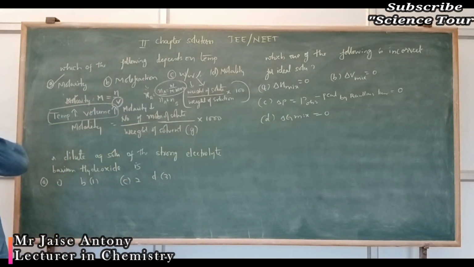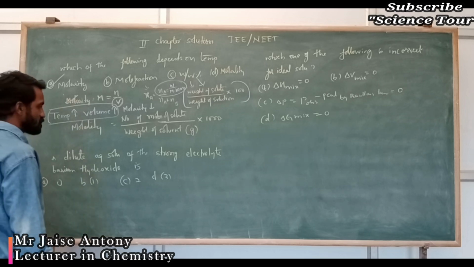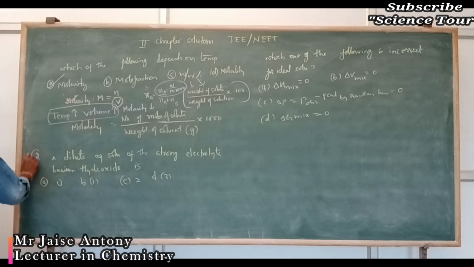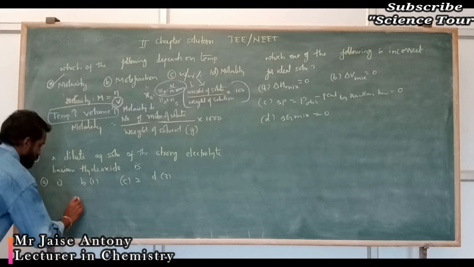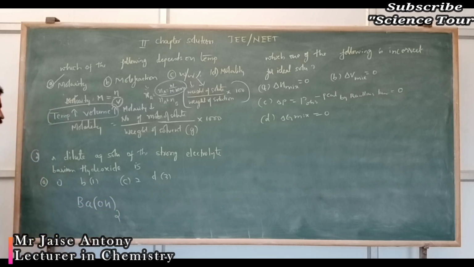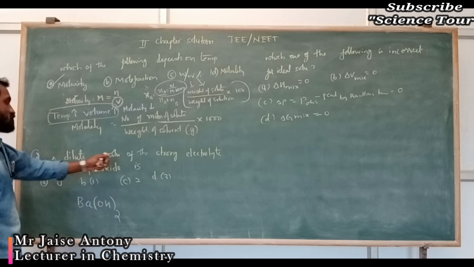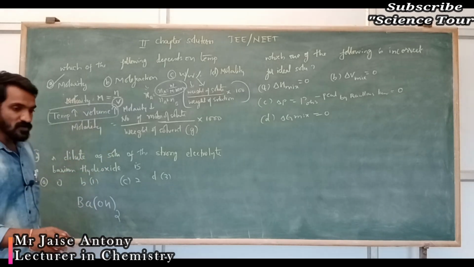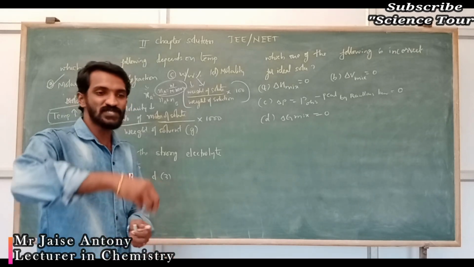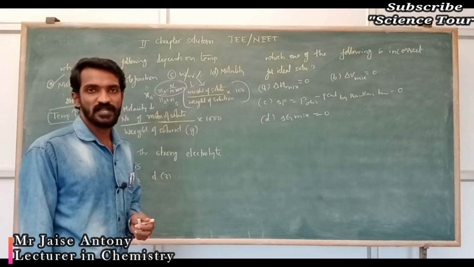Okay. Next question. A dilute aqueous solution of a strong electrolyte barium hydroxide is... This is how to find the answer for this particular question. You have to write barium hydroxide first. A dilute solution of strong electrolyte barium hydroxide means barium hydroxide is completely dissolved in the solution.